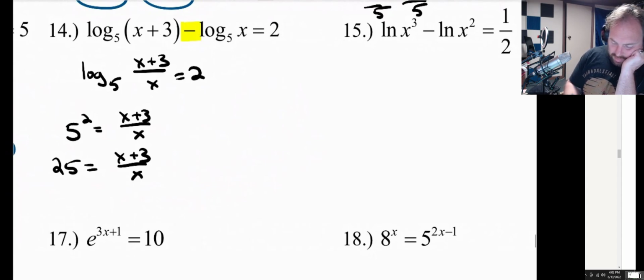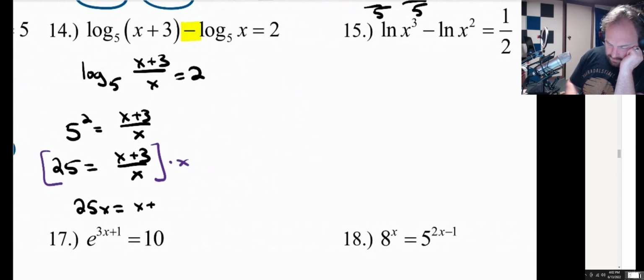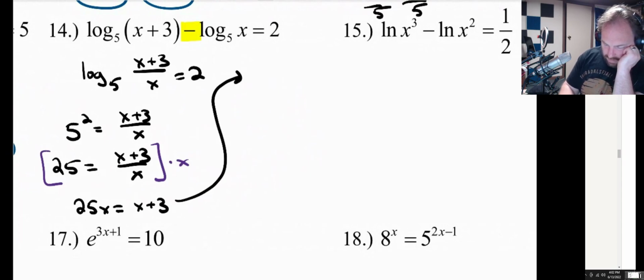Let's get that x out of the bottom of the fraction. Let's multiply everything in the problem by x. This will leave us with 25x equals x plus 3. I'm going to move up here because I ran out of room. That's 24x, which equals 3. And that means that x is 3 over 24, or 1/8.